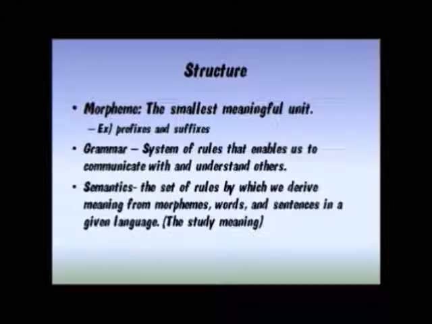Now, in order to make sense of these words, you are going to need grammar. Grammar is defined as a system of rules that enables us to communicate with and understand others. So we need grammar in order to understand each other. If we didn't have grammar, none of these morphemes, phonemes, anything would make sense. So we also have semantics, the set of rules by which we derive meaning from morphemes, words, and sentences in a given language. So grammar and semantics work together in order to make sense of the words and the sentences that we use so we can fully understand.